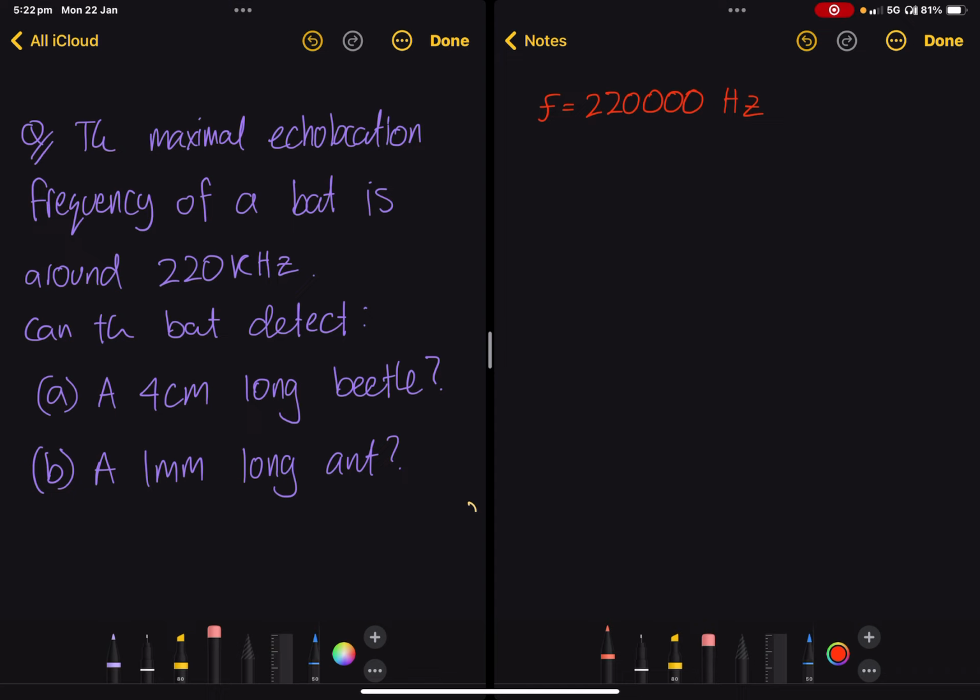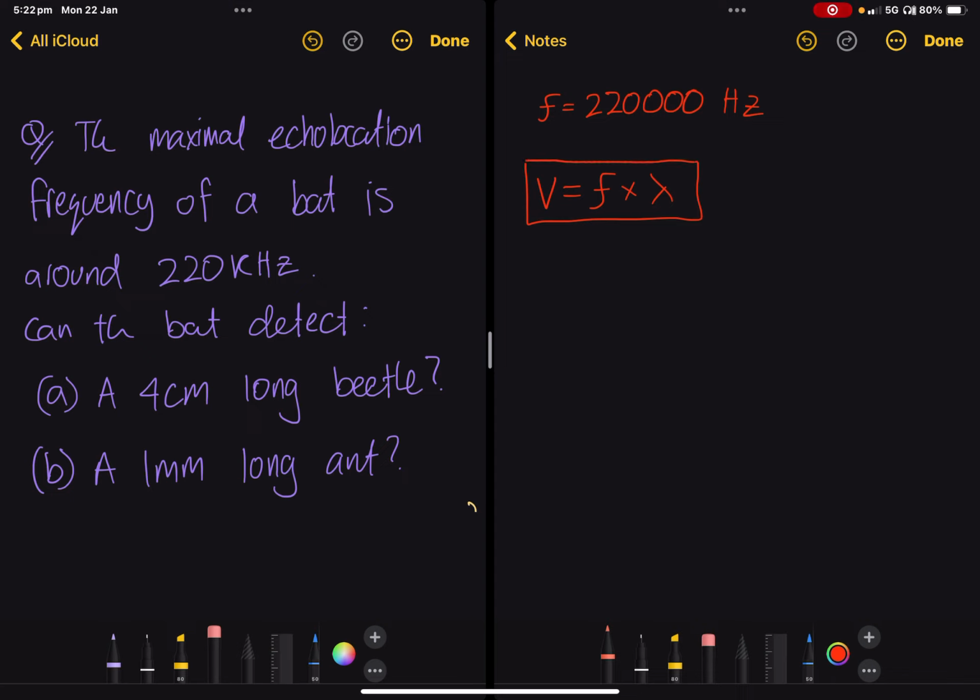So the trick to this question is to use the fact that the velocity is equal to the frequency multiplied by the wavelength. Here, if the wavelength is less than the size of the object, the bat should be able to detect it. If the wavelength is greater than the size of the object, the bat will not be able to detect it. So this is our formula.